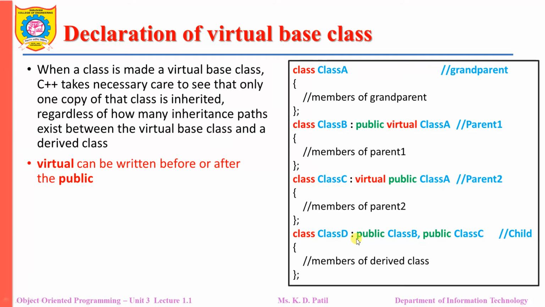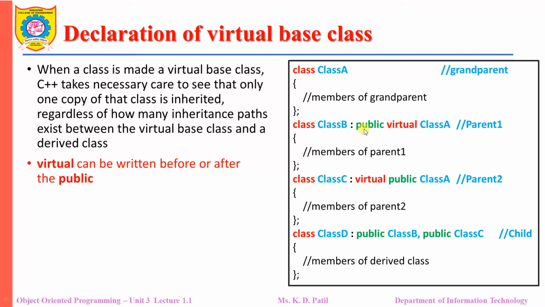Now what we have to do? We have to make sure that class D will get only one copy of the members of the grandparent, that is class A. So in that case, at the time of declaration of class B and class C, we have to make class A a virtual base class. So we have to use the keyword virtual.